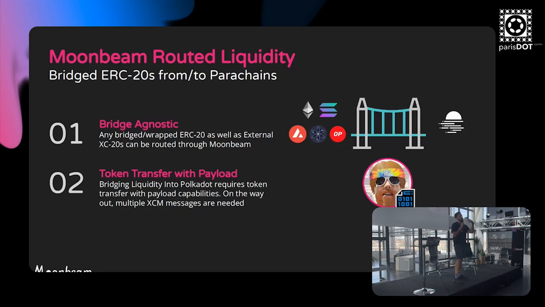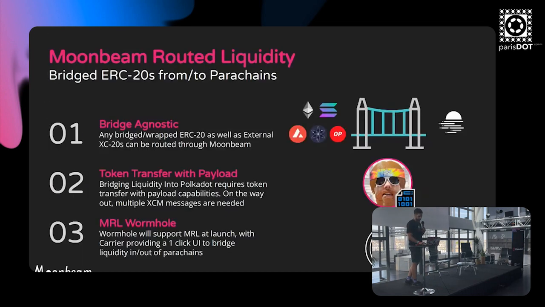You need to transfer the ERC-20 to Moonbeam with a certain payload that will execute and build the XCM message that is going to route that token to the destination parachain. And we'll go through this in a bit. And then we are launching MRL with Wormhole as the first bridge that supports MRL. Like I said, this is not a solution that is only specific to Wormhole, but Wormhole is working with us and with other teams to bring MRL to some parachain teams that have expressed interest.